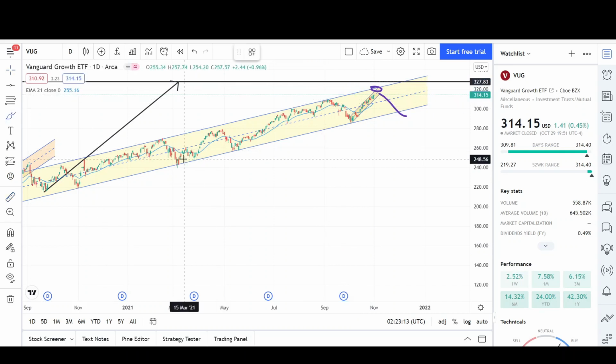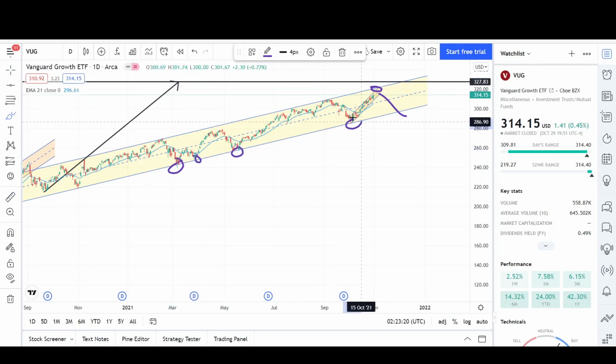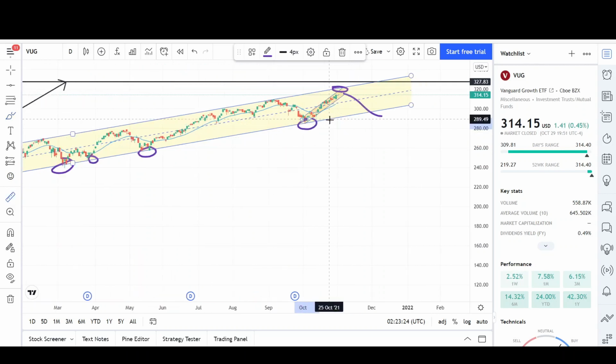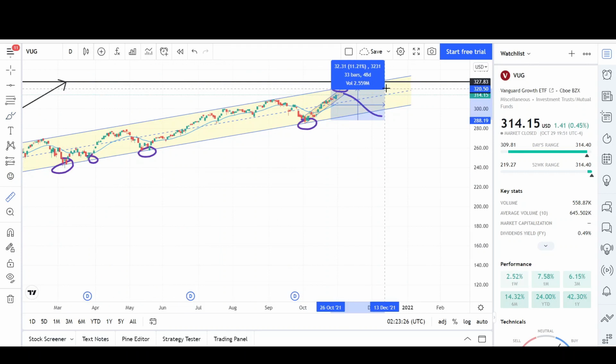You want to buy at the dips, right, or the corrections, which is back at the lower side of the channel. So the perfect buying opportunity would have been back here in early October, and then you would have been making all these gains, let's say about 10 to 15% if we were to reach that target.